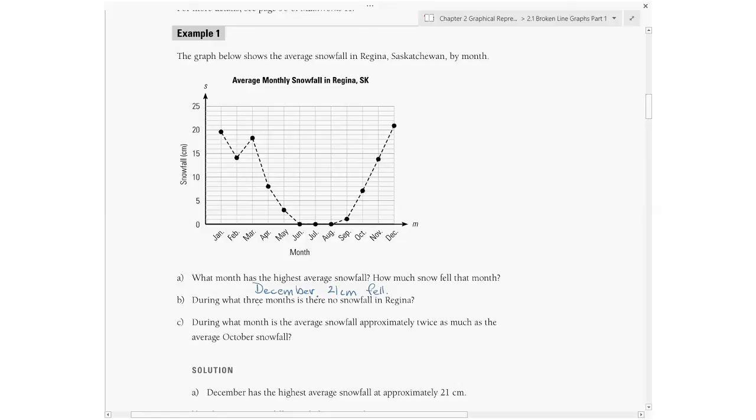Okay, during what 3 months is there no snowfall in Regina? We already talked about that. That would be June, July, and August.